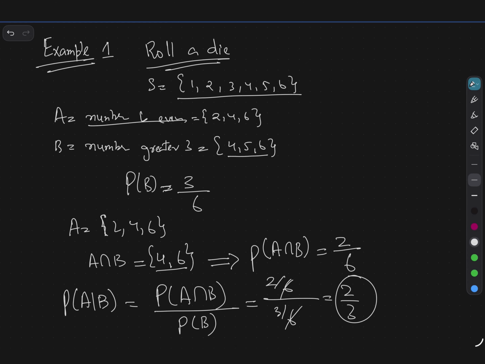So that was a brief introduction to conditional probability, how we use conditional probability, and what is the intuition behind conditional probability. I hope you understood.